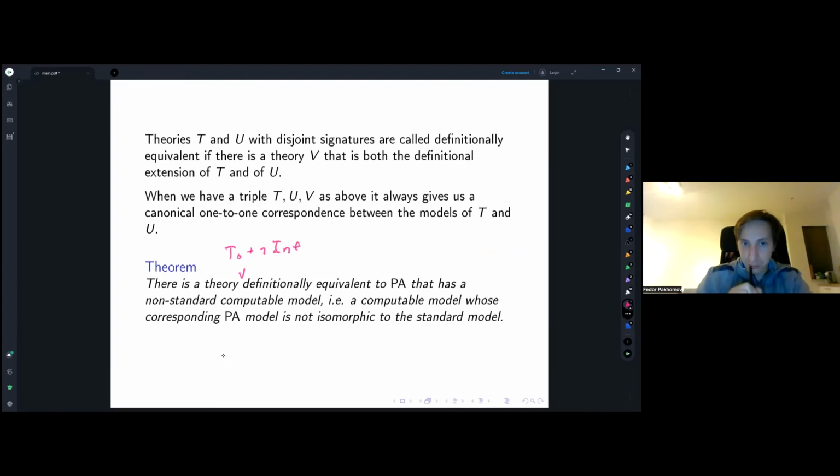And now it states that we have a non-standard computable model. For example, you add to T0 plus negation of infinity some fact that is false in the standard model, whichever is your favorite fact, right? So for example, you could add, I don't know, negation of consistency of Peano arithmetic or whatever. I mean, something that is false but still consistent with Peano arithmetic.